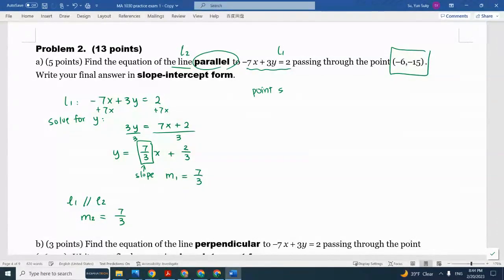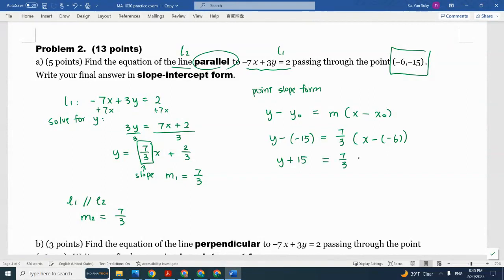So point-slope form: y minus the y coordinate of the point equals the slope times x minus the x coordinate of the point. Our y coordinate of the point is -15, our slope is 7/3, and our x0 is the x coordinate of the point, which is -6. Therefore, y plus 15 is 7/3 times x plus 6.